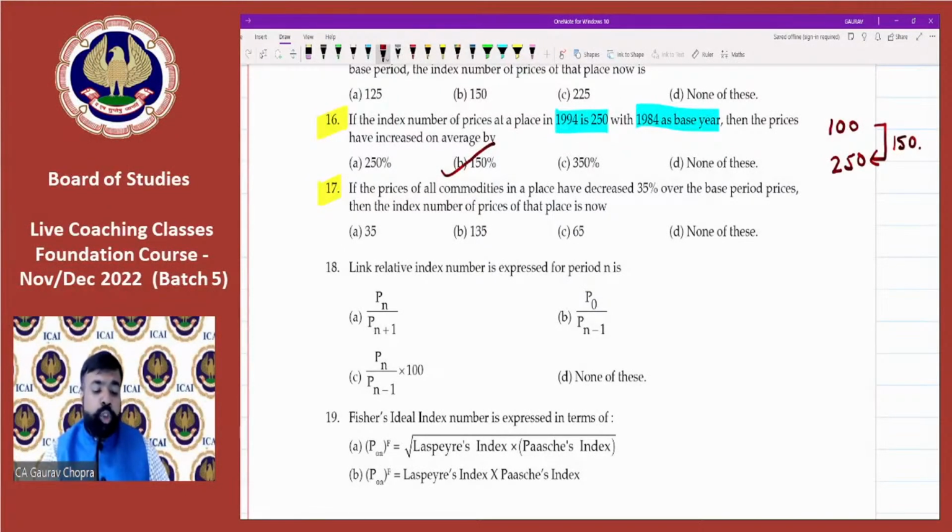Then if the price of all commodities in a place has decreased by 35%, then we can say 100 minus 35. So 65 will become the index number of that place. So 65 will be the index number.